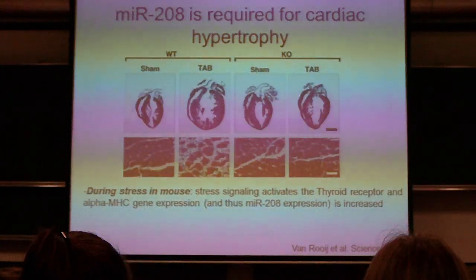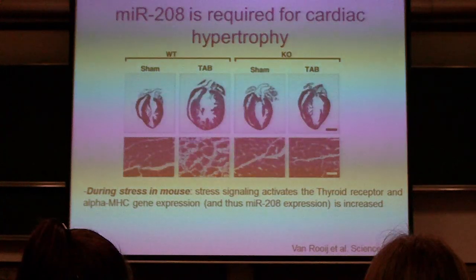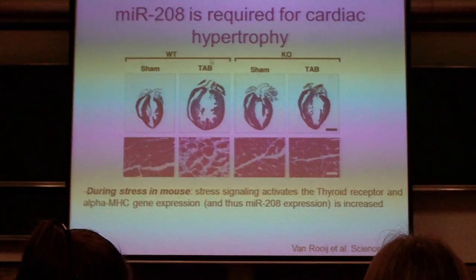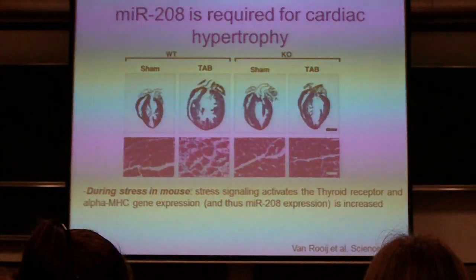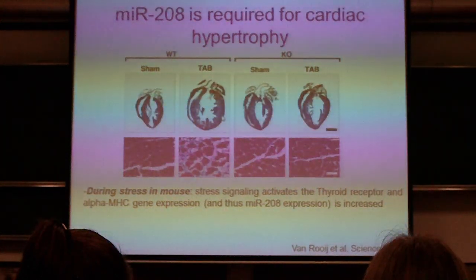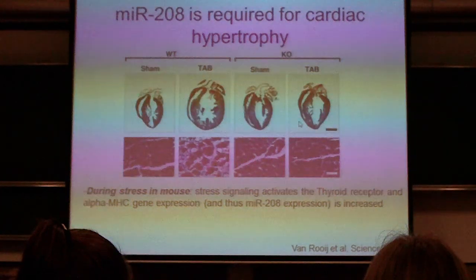And then they studied the influence of pressure overload on these knockout mice. And then they saw that while in the wild type there is a normal response to pressure overload, the heart becomes bigger, the walls become bigger, there is some interstitial fibrosis to keep the muscle cells together, none of this happened in the knockouts.